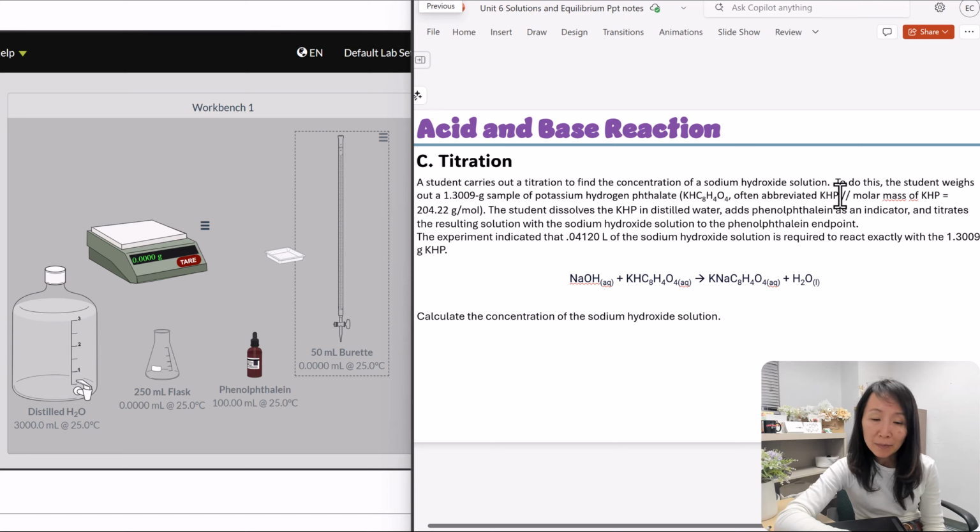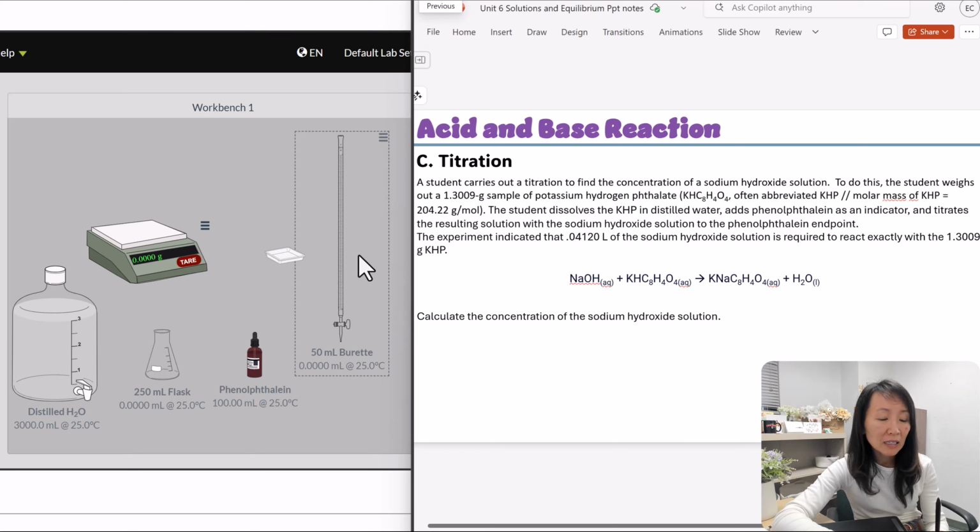KHP does not mean it has potassium hydrogen phosphate in it. It's just an abbreviation of this entire molecule. And the problem also gives you the molar mass of KHP, which is 204.22 grams per mole.